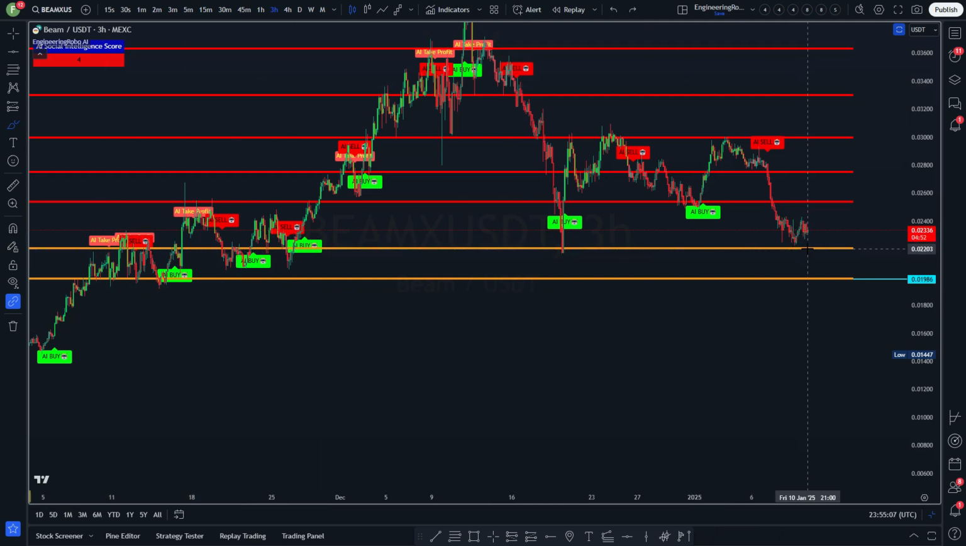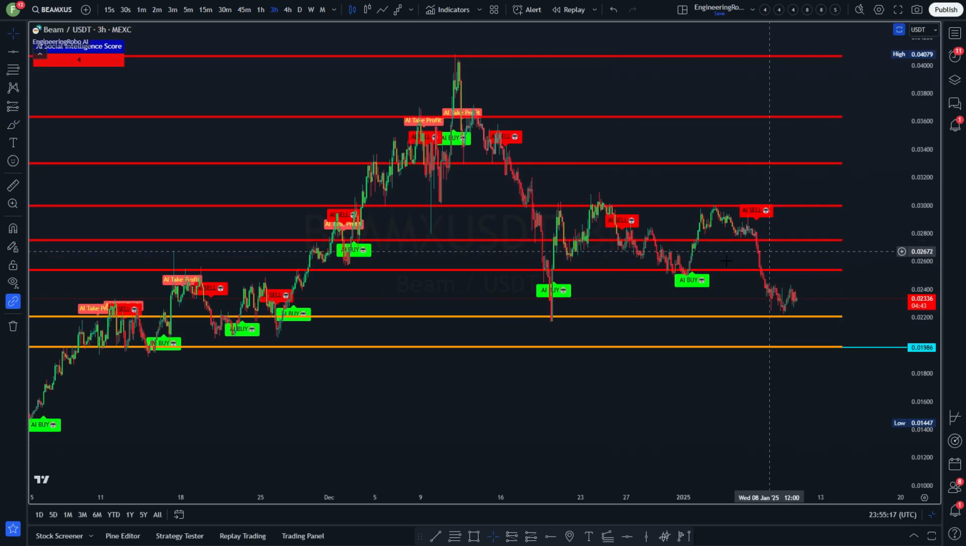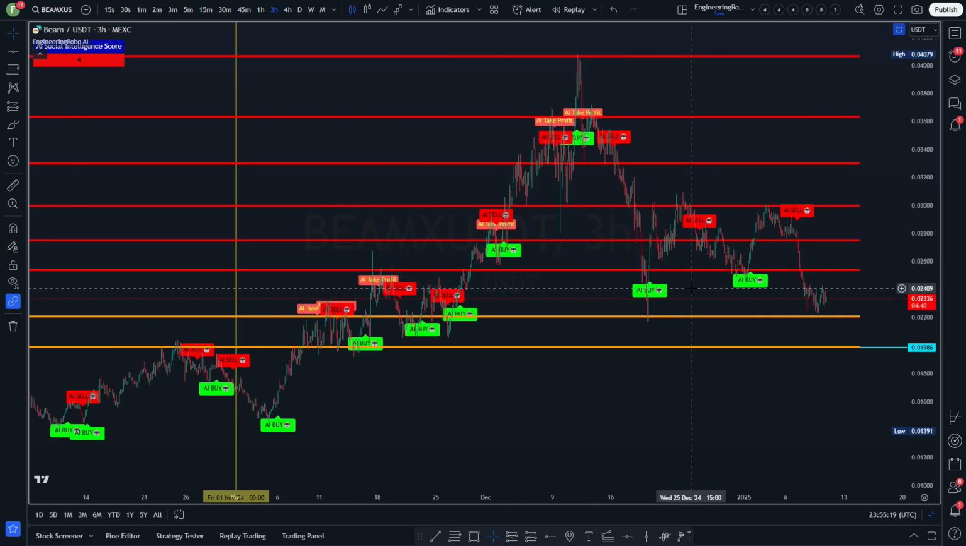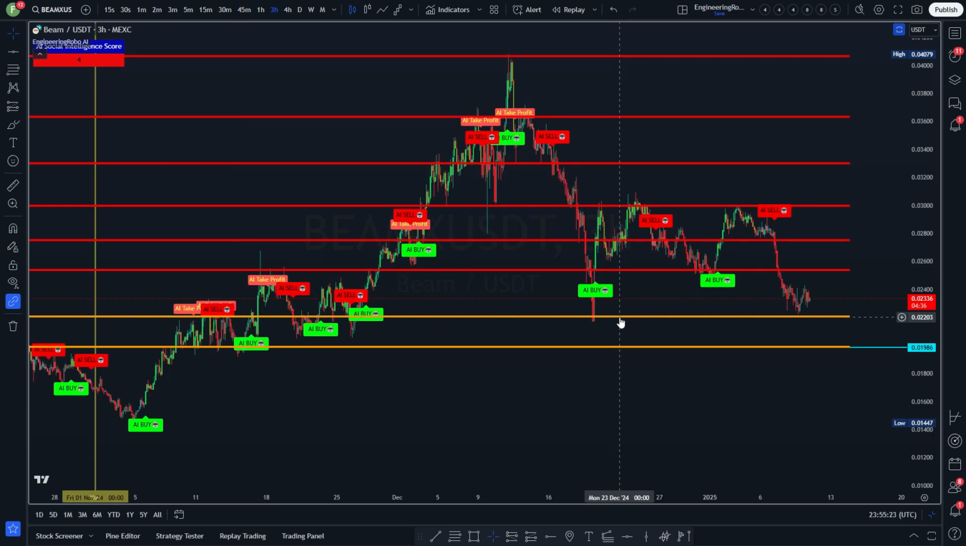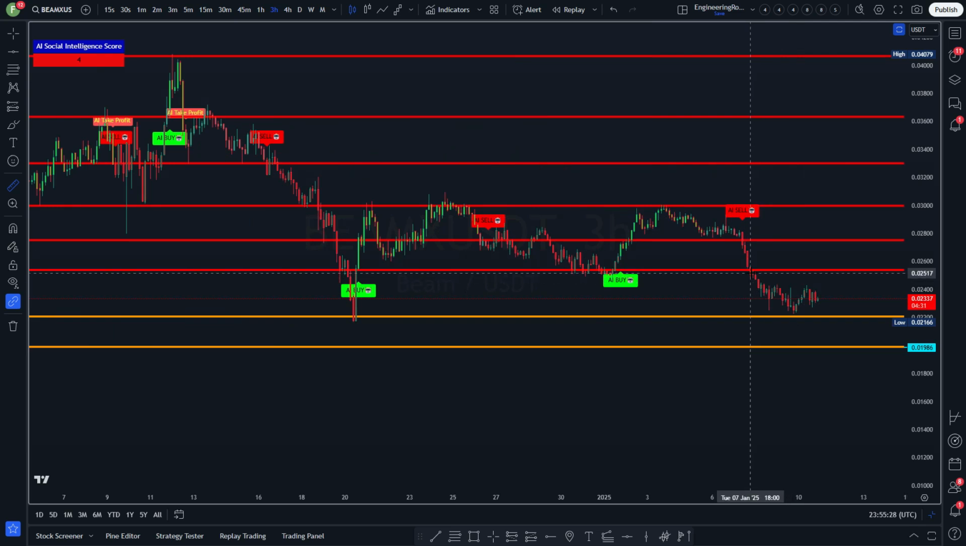The next line of support is just around the 2 cents mark, certainly a price point that we want to be looking at and making sure that we have an alert set against this one. So that's it on the 3-hour. Sorry, what I didn't even mention is the AI sell flag.